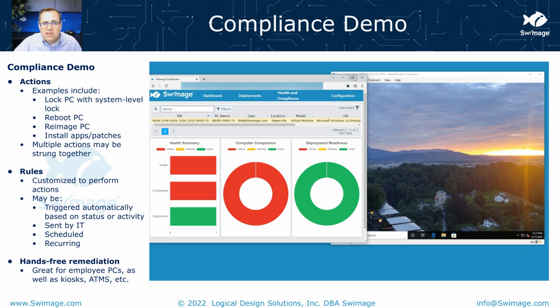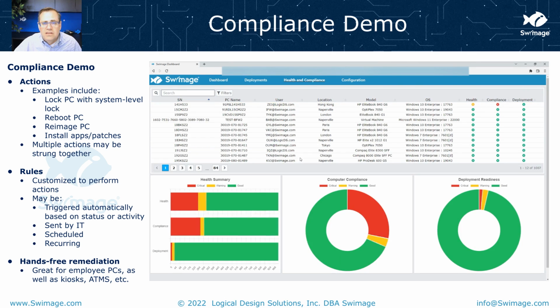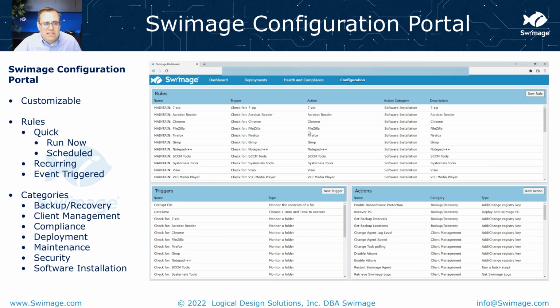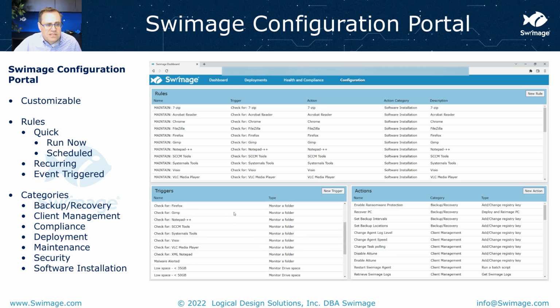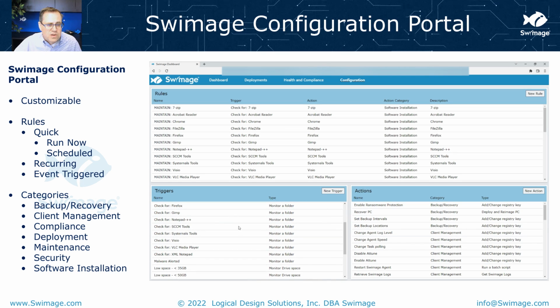So what I'm going to do is I'll show you a little bit more about how the compliance is configured. I'll clear all the filters and go into the configuration. So it's basically built on triggers, actions, and rules. So in this area, you'll say, I want to check for certain triggers. So for instance, I want to say, check for GIMP. Is GIMP installed or not?